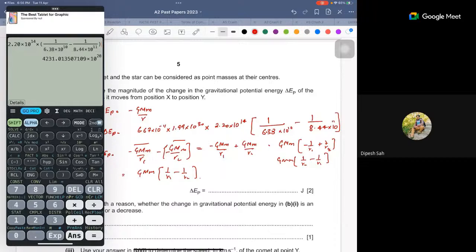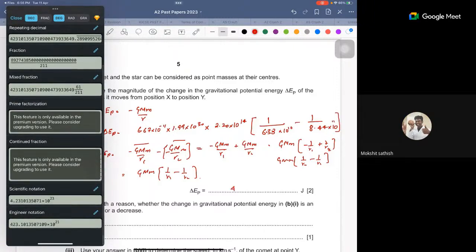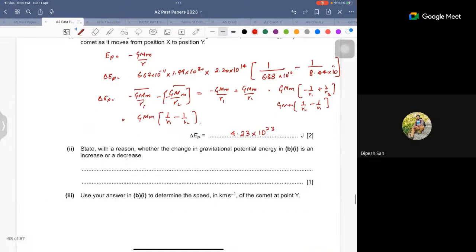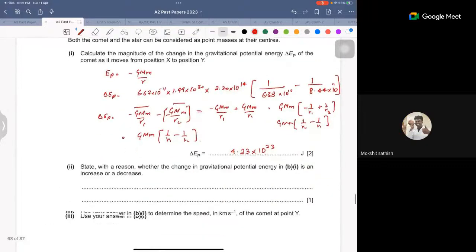So I'm getting the change to be something like 4.23 times 10 raised to 23. That's what I'm getting. I don't know if that's even right. Okay. Then state with the reason whether the change in potential energy is an increase or decrease.